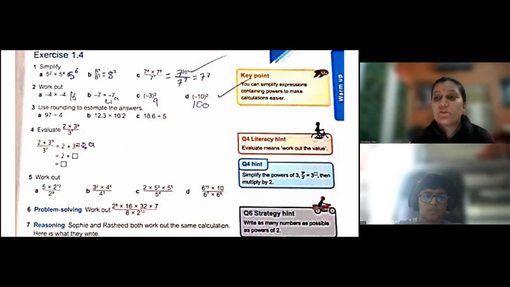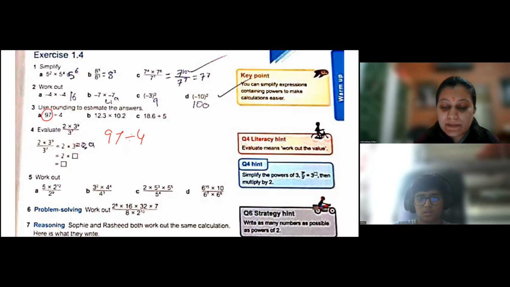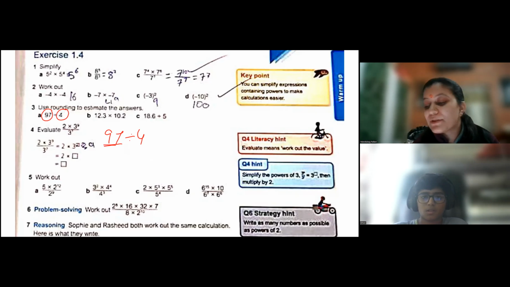Now, rounding off means changing our number. What we can do is, like, we have 97 divided by 4, right? What we can do is change the numbers to be close to a multiple of 10, because whenever we have multiples of 10, it gets easier to solve, isn't it? So 97 is closer to which multiple of 10? Multiples of 10, you understand? Like 10, 100, 1,000, like this.